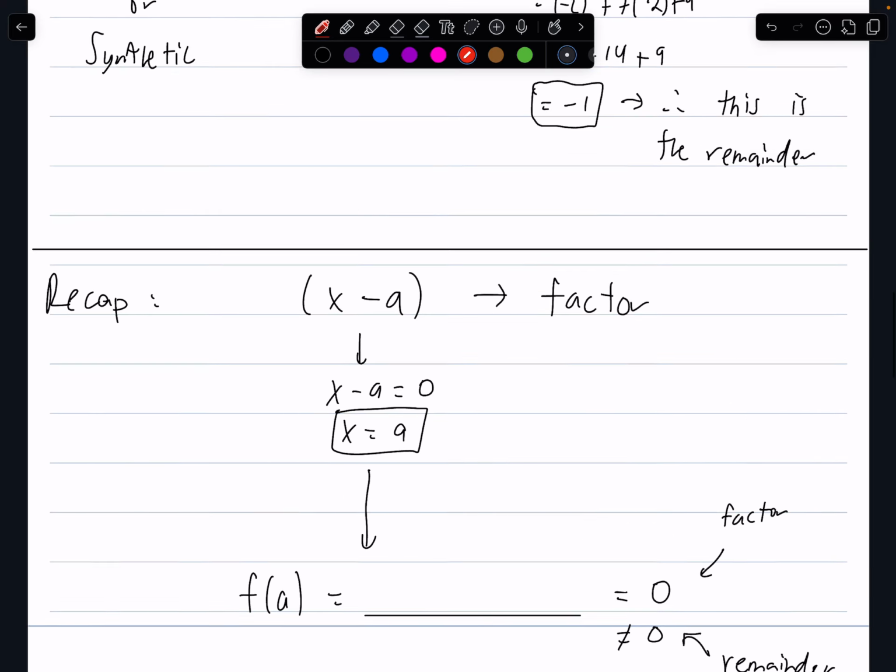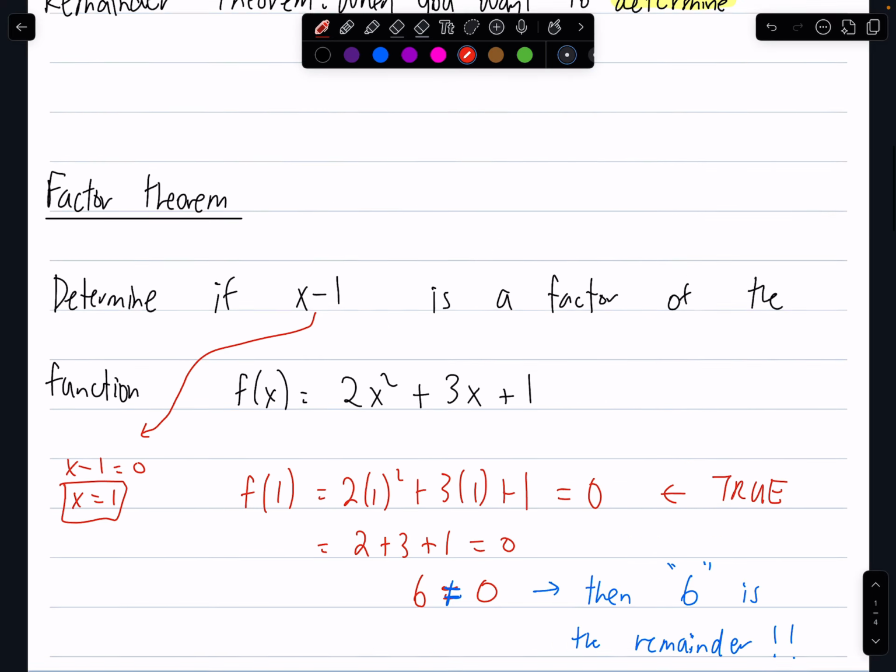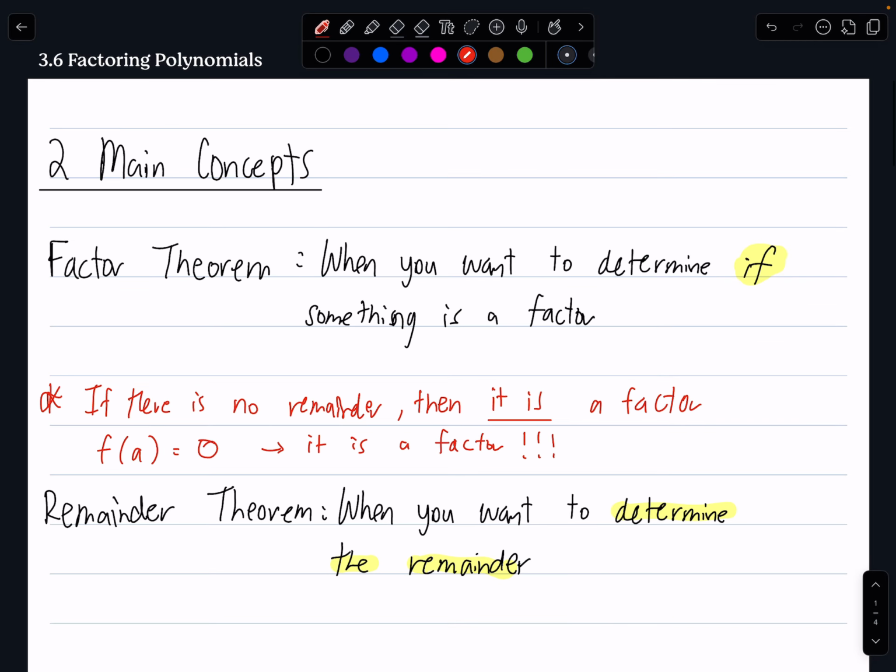So I hope this video really encompasses these two concepts. A lot of people confuse them, but it's not really that hard once you start practicing.